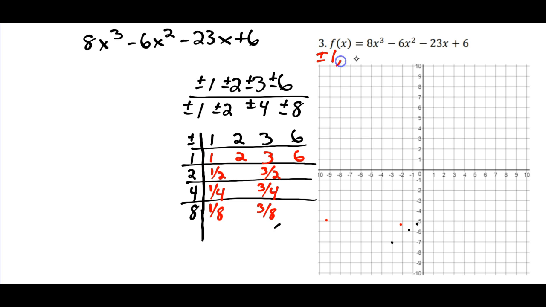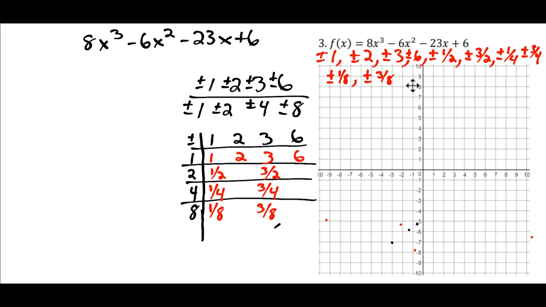I say plus or minus 1, plus or minus 2, 3, 6, and then fill out the rest from the chart here. Keep going with that. Plus or minus 1/2, 3/2, 1/4. I'm going to run out of room, aren't I? 3/4. I'll just start over here. Plus or minus 1/8. And then plus or minus 3/8. Lots of roots there. You've got 1, 2, 3, 4, 5, 6, 7, 8, 9, 10 positives, 10 negatives. That's a total of 20 different possible roots that we could have. Hopefully, we come across one without having to divide out all of them, which I know we will.